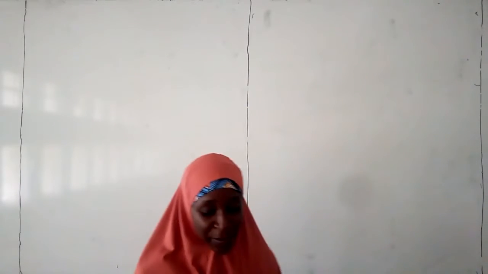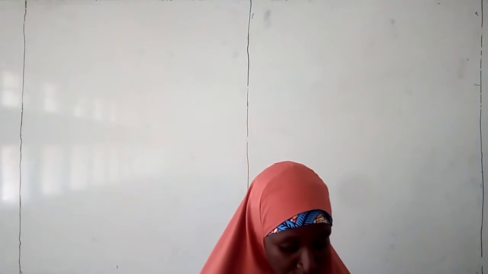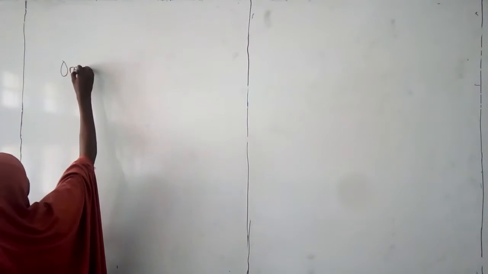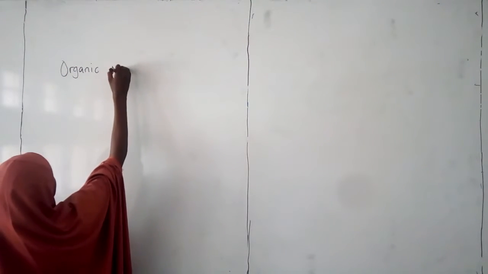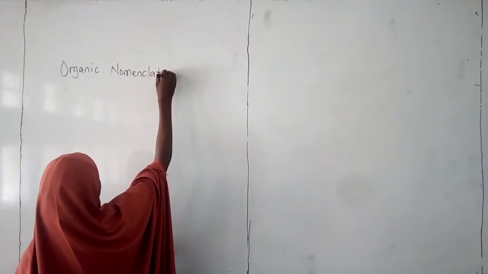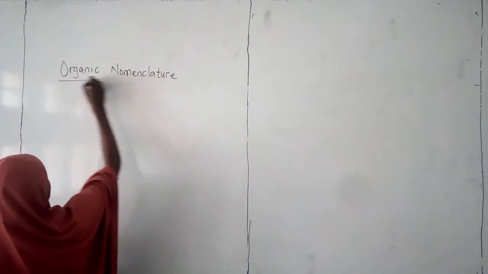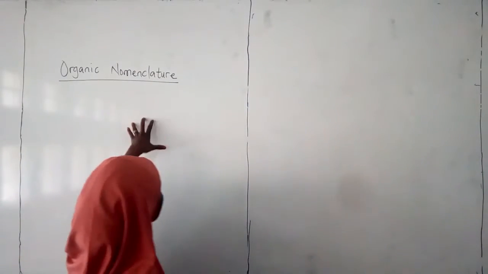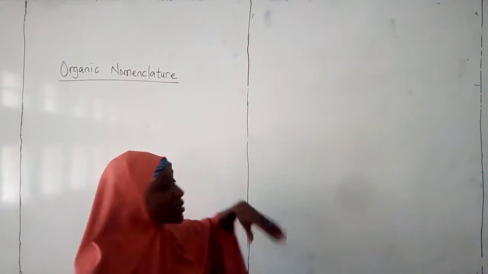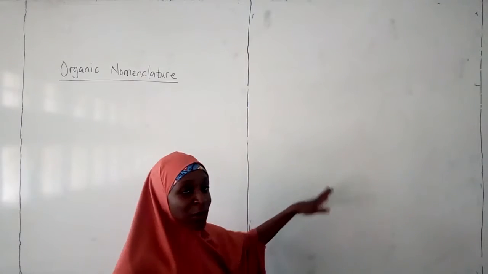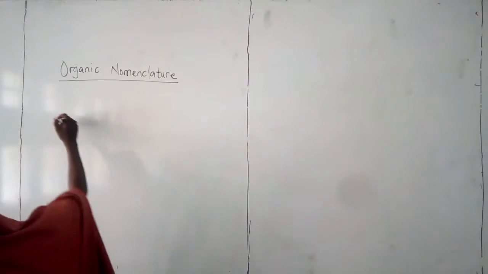Well, my name is Zainab and today we'll be going over organic nomenclature. When we say nomenclature, it means name, the set of rules we use to assign names to organic compounds. Now let's start with alkanes.